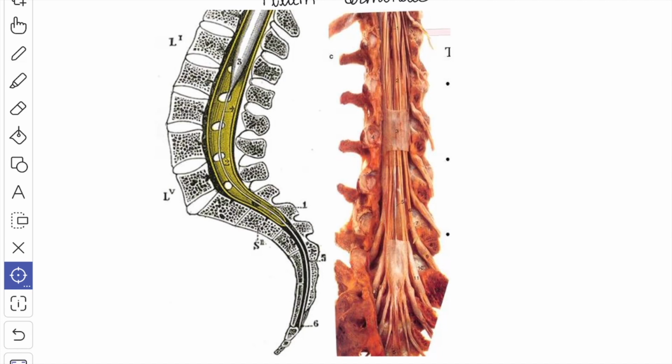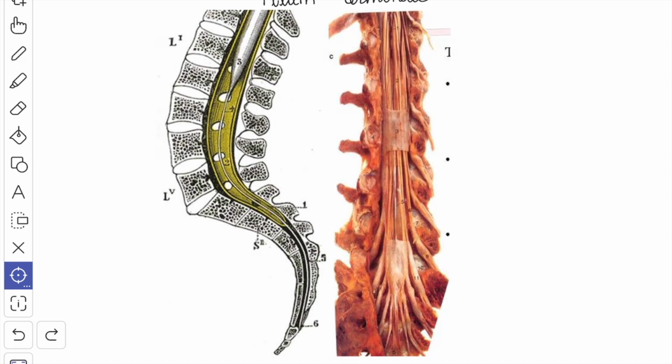The filum terminale is about 20 centimeters long and mainly composed of non-nervous fibrous tissue, that is the pia, and a few nerve fibers which are considered to be the rudiments of the second, third and fourth coccygeal nerves are found embedded in the upper part. The central canal of the spinal cord extends into the upper part of the filum terminale up to 5 mm.